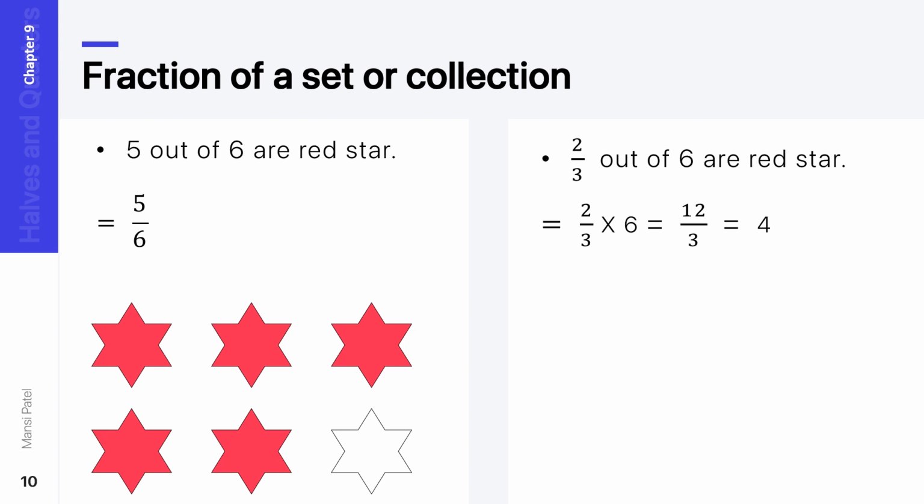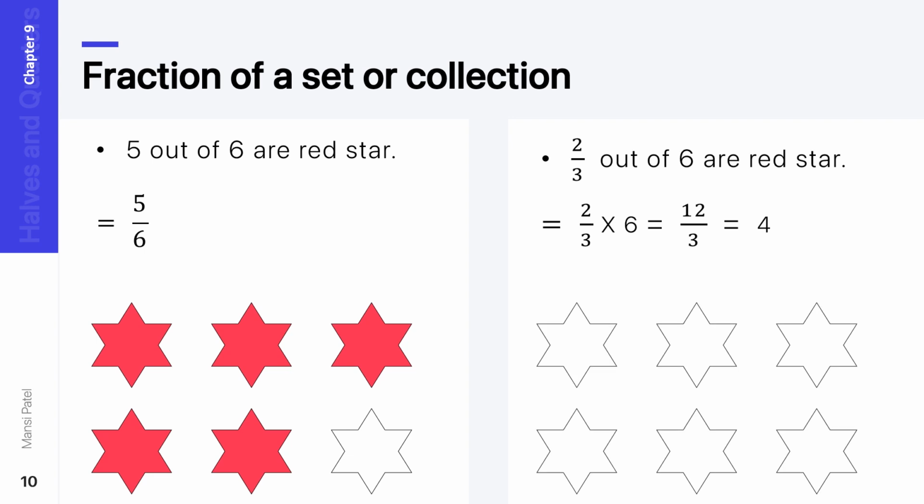Now this 6 you have to consider in the numerator. So 2 sixes are 12, divided by 3. So 12 upon 3 is equal to 4. So out of this group of 6 stars, in how many stars do we have to do the red color? In 4 stars we have to do the red color: 1, 2, 3 and 4.